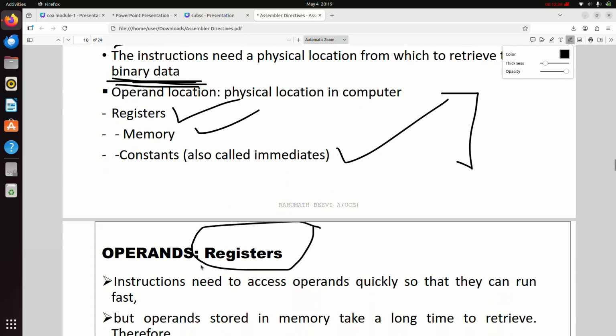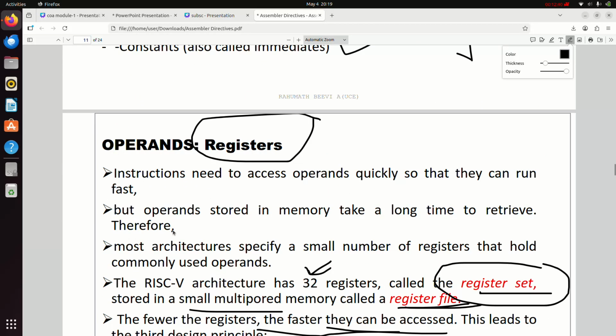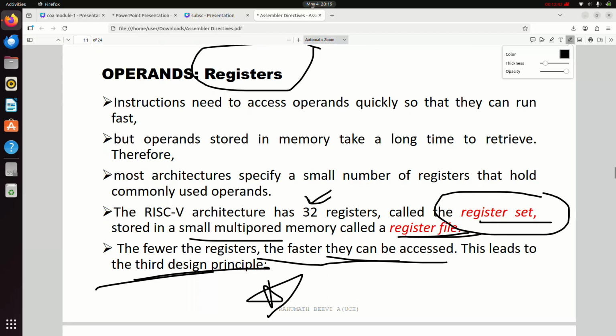Now while you're taking it from the registers, what does it mean? Registers store the data very fast, right? Memory is slow, but registers are used mainly for computation purposes because the CPU can access only the register. Okay, so how many registers does RISC-V have? RISC-V has 32 registers, which is called a register set. Now it is stored in a small multi-port memory that is called a register file. So fewer the number of registers, the faster it can be accessed, is the third design principle.